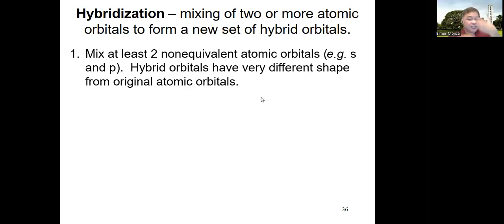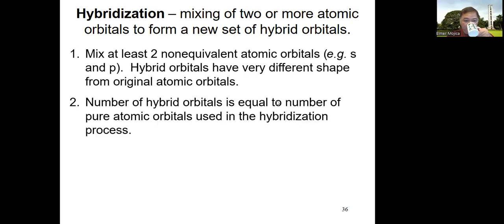Hybridization is not really part of module 2, but instead it's part of module 3. So we will finish everything, both module 2 and module 3, today. This is already part of module 3, but it's still under the valence bond theory.